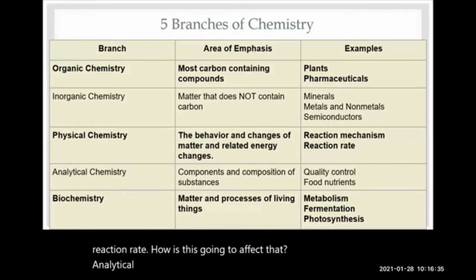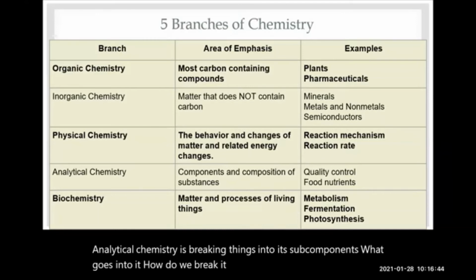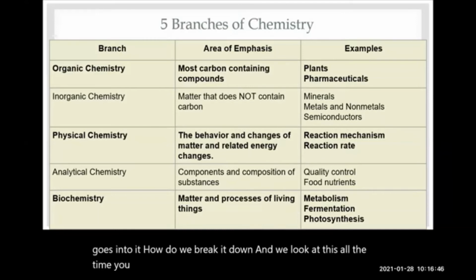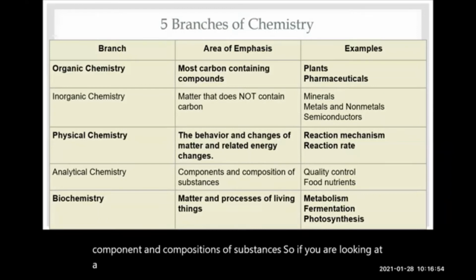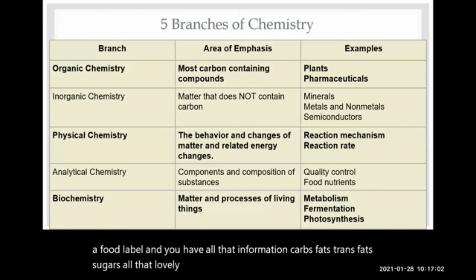Analytical chemistry is breaking things into their subcomponents. What goes into it? How do we break it down? And we look at this all the time. You just probably don't think of it as chemistry. So it's the components and compositions of substances. If you are looking at a food label and you have all that information, carbs, fats, trans fats, sugars, all that lovely information on a food label, you get that using analytical chemistry.